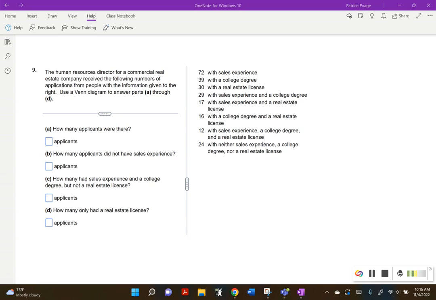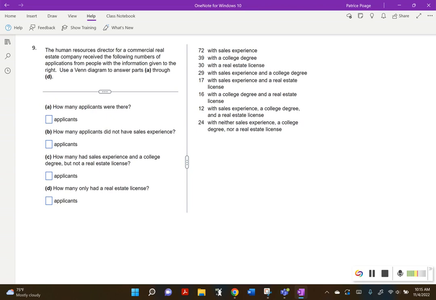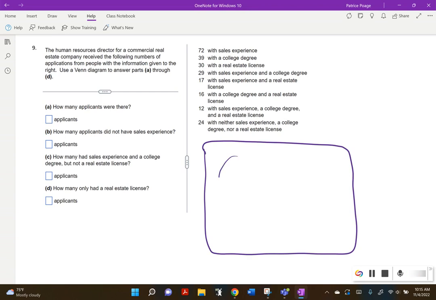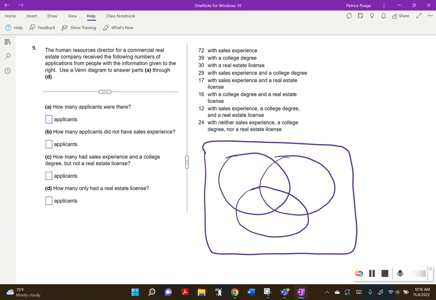Okay, the Human Resources Director for a commercial real estate company received the following numbers of applications from people with the information given to the right. Use a Venn diagram to answer parts A through D. So we have 72 with sales experience, 39 with college degree, 30 with real estate license. So I'm going to make my 3-circle Venn diagram. And we have sales experience, college degree, and real estate license.